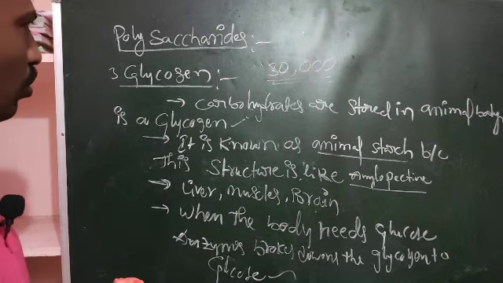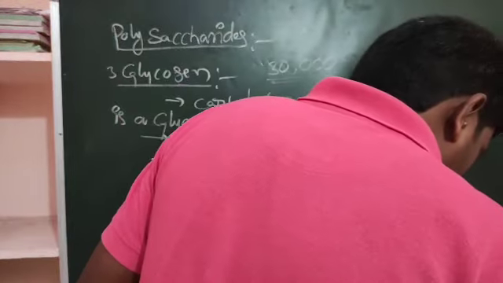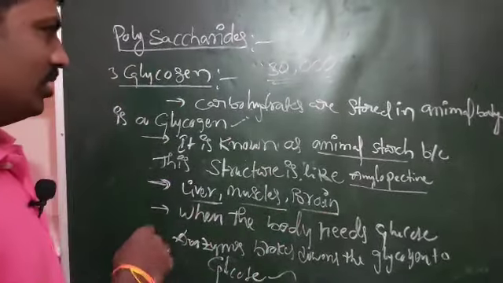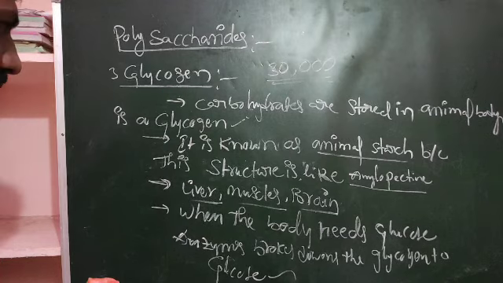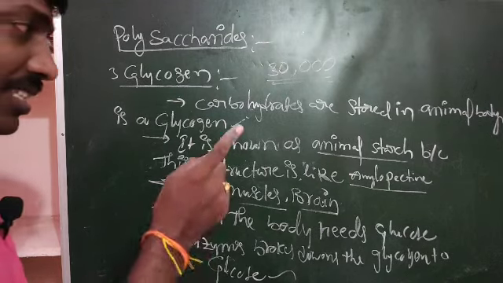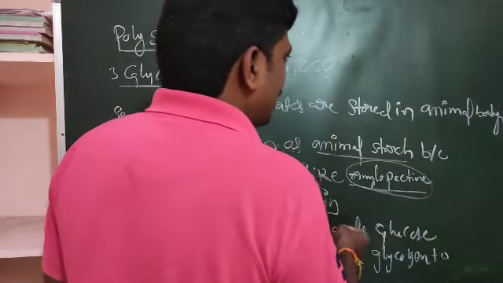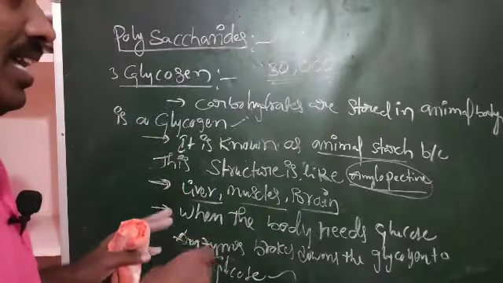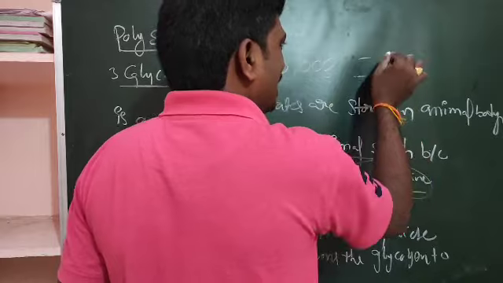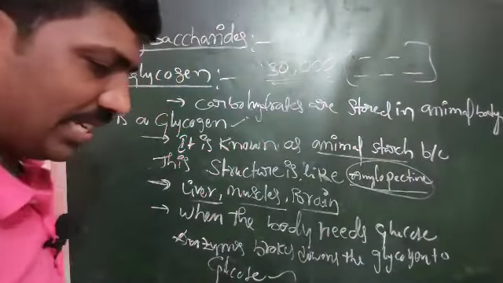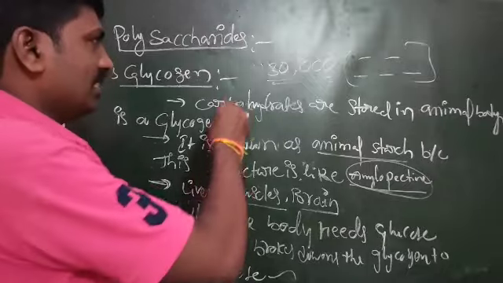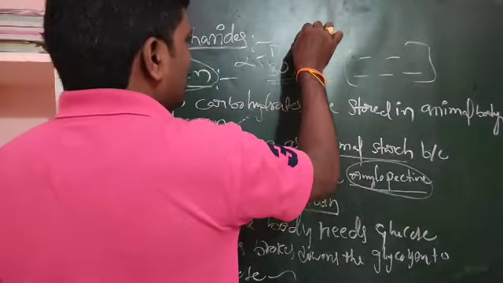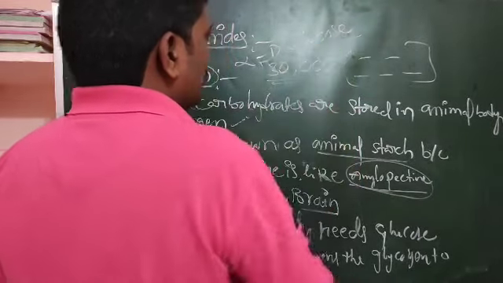So this is about glycogen. It is present in liver, muscles and brain. This carbohydrate is also known as animal starch, because it is like amylopectin only. Amylopectin means alpha D glucose. This is also alpha D glucose only, with straight chain as well as branched chain. So the monomer in glycogen is alpha D glucose. Remember this one.